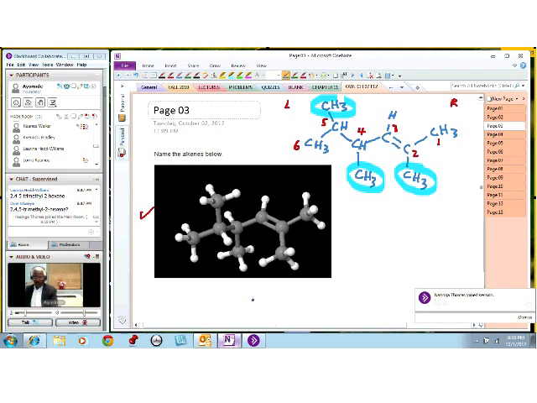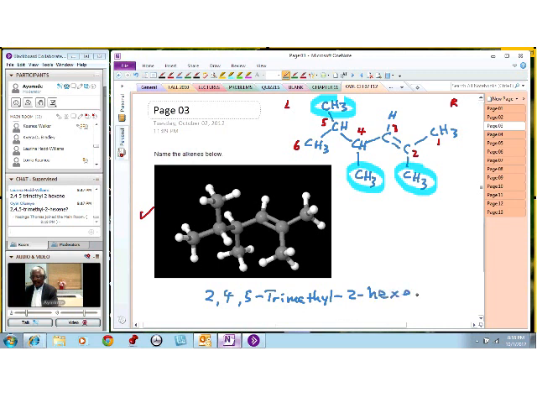So that is 2,4,5-methyl. Then you want to indicate the position of the double bond. Then you say 2. Then the parent name is hexene. Okay, so we are moving right along. No questions, so we will move on.